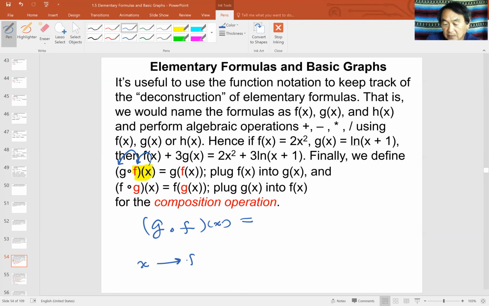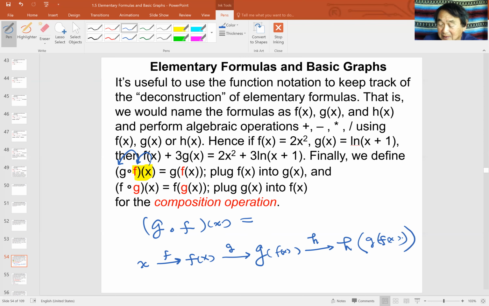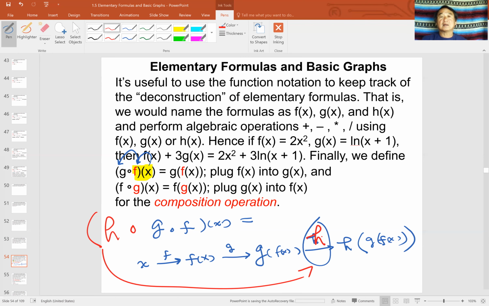So this x is here, and it's fed into f, and then I get f of x. Then f of x is fed into g, then I get g of f of x. And if I have another formula h, then I will get h of g of f of x. And I have to keep track of parentheses. You type this into calculators, and the calculator will understand that, except if you miss a parenthesis, and they might say something is wrong here. If there's an h here, then of course h goes here, then we put a circle there.